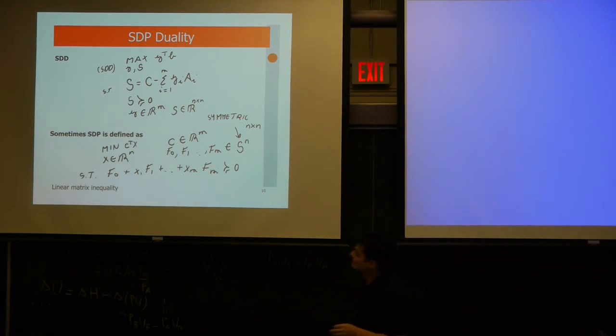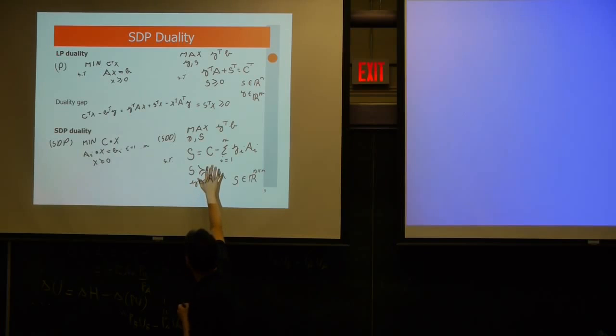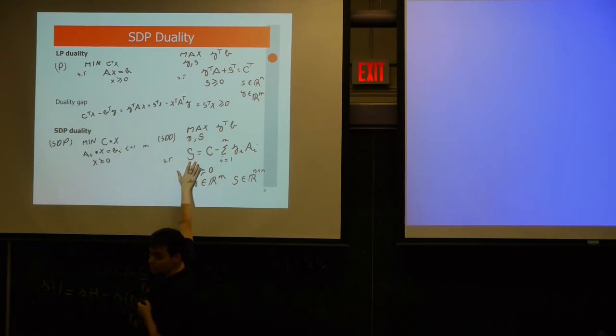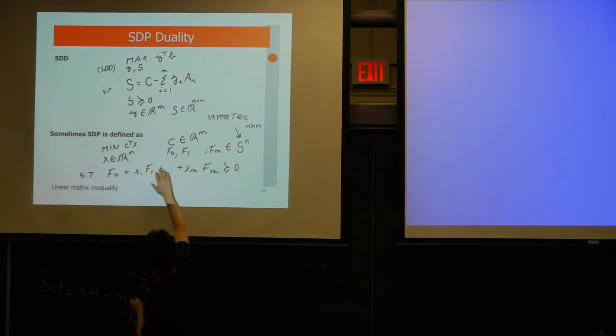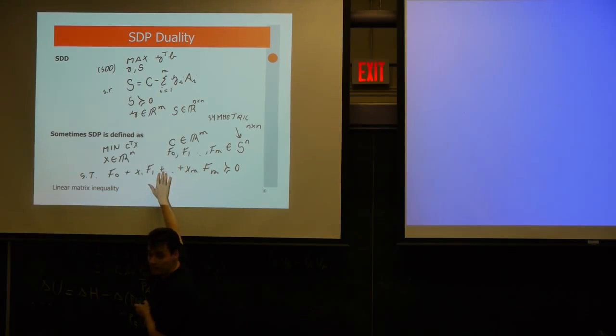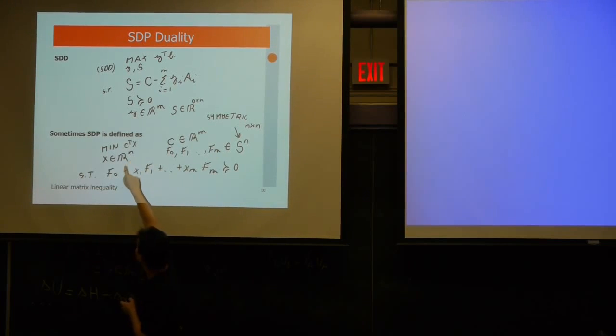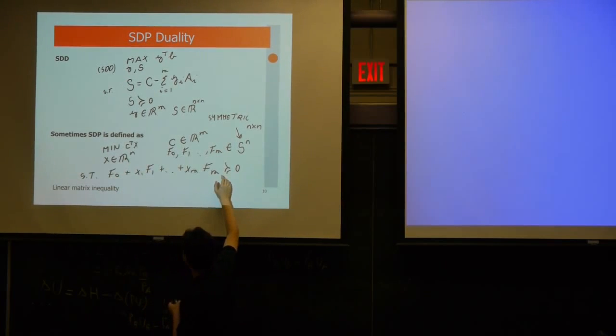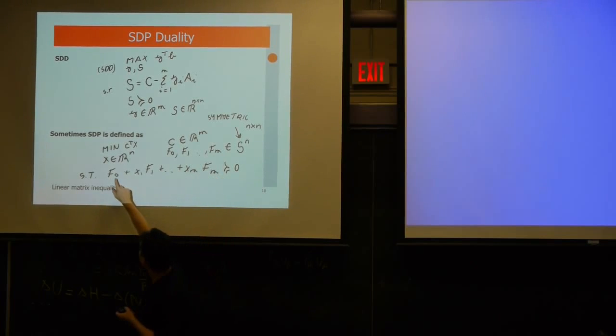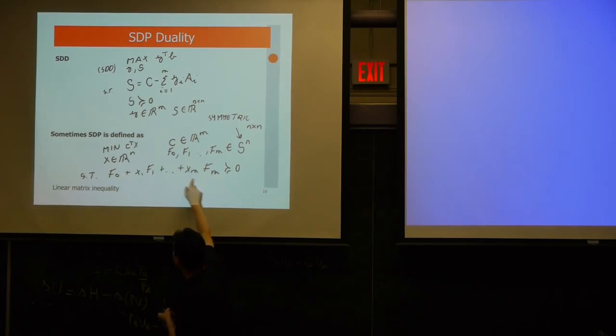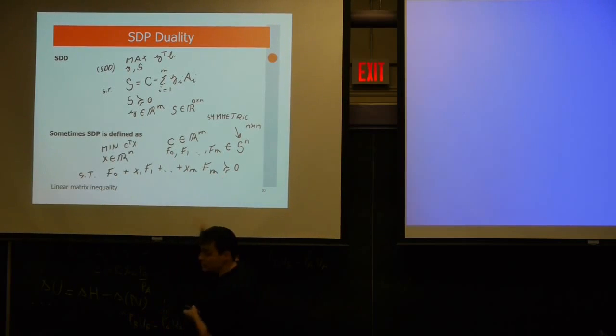Okay, we also discussed that sometimes semi-definite programming is defined this way. In the first definition, this was the primal, this was the dual, but you might find papers where they define this to be the primal problem. You want to minimize c transpose x subject to this expression where F0, F1, ..., Fm are symmetric matrices, and this is a linear combination of these matrices. This is positive semi-definite.